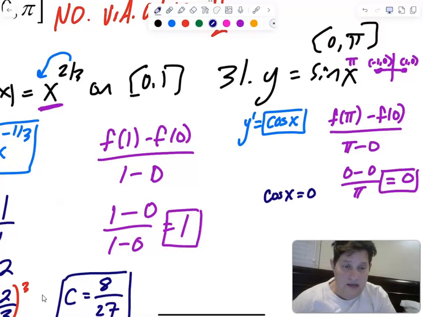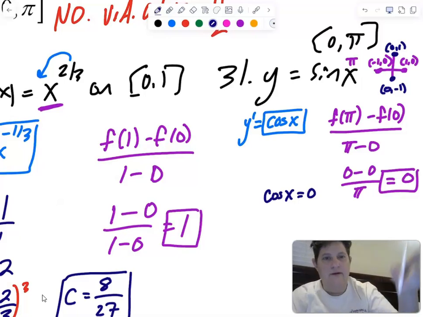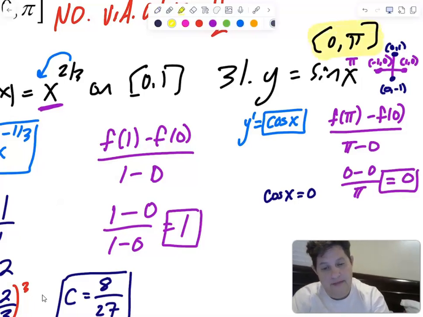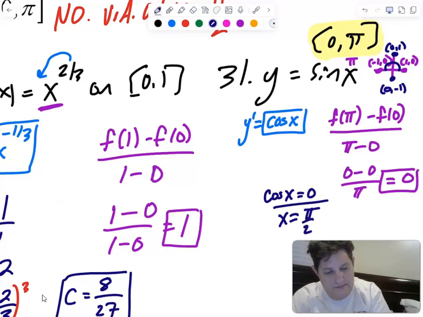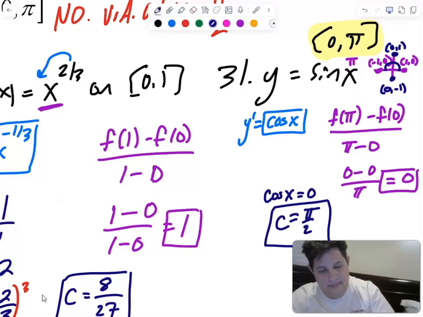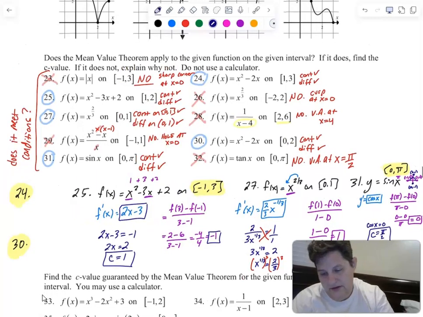Now, there's lots of places where cosine equals 0. Cosine equals 0 up at the top right here, and down at the bottom right here. And actually, if you keep going around an infinite number of times, that's where cosine equals 0. But we're looking for only between 0 and pi. Where does cosine equal 0? At pi over 2. So that's how you do those. Don't forget to go back and check that it's in the interval.